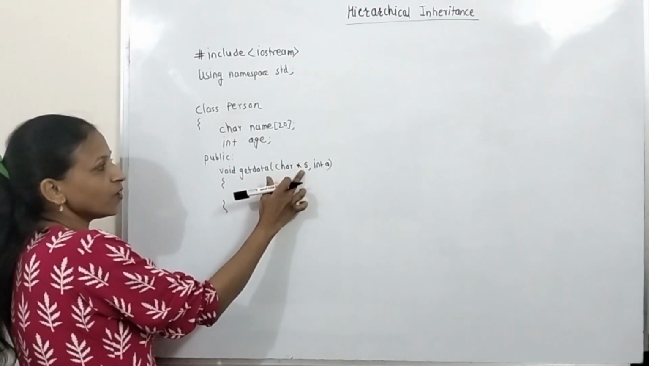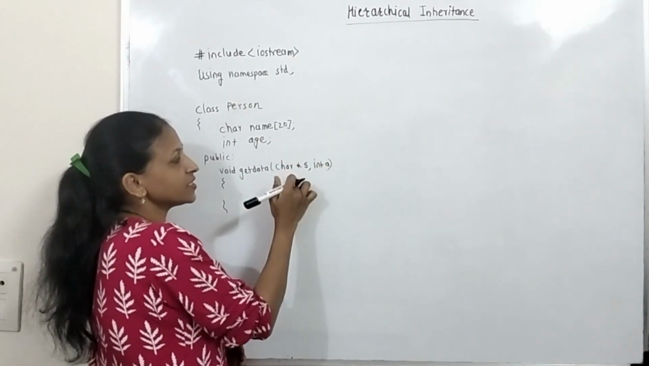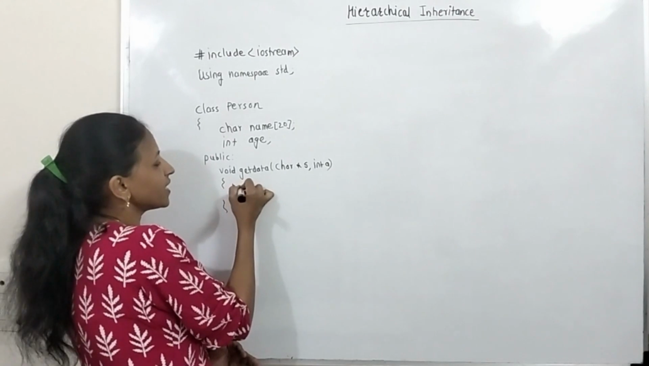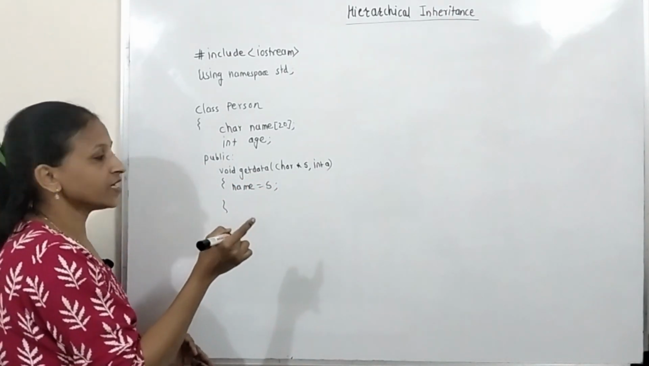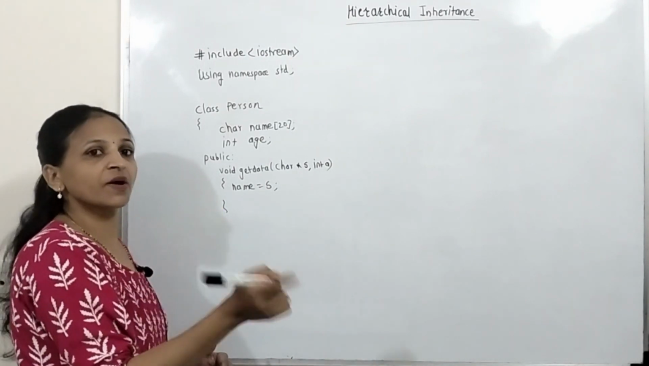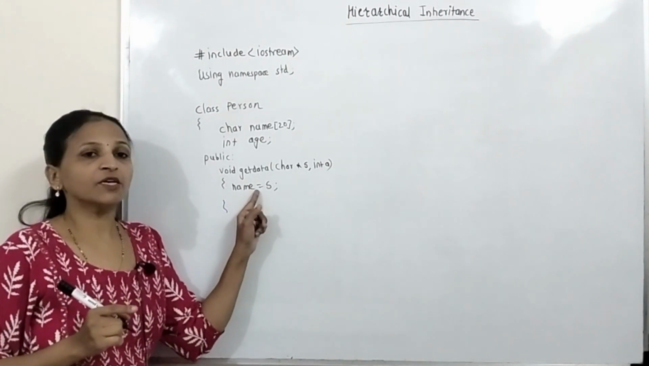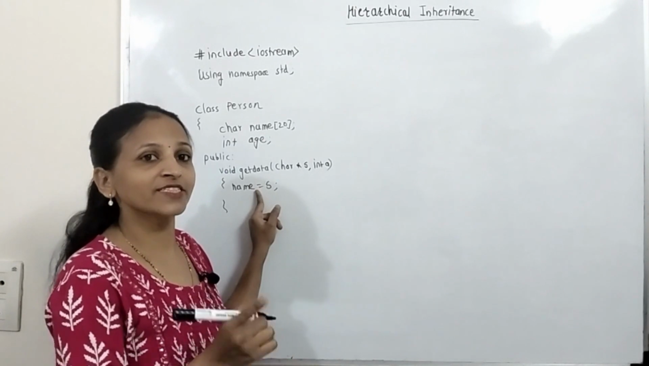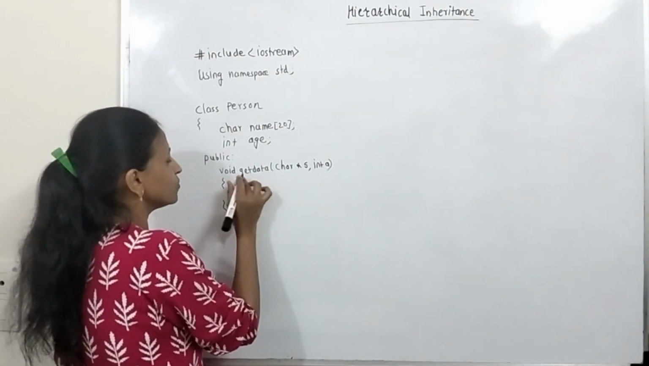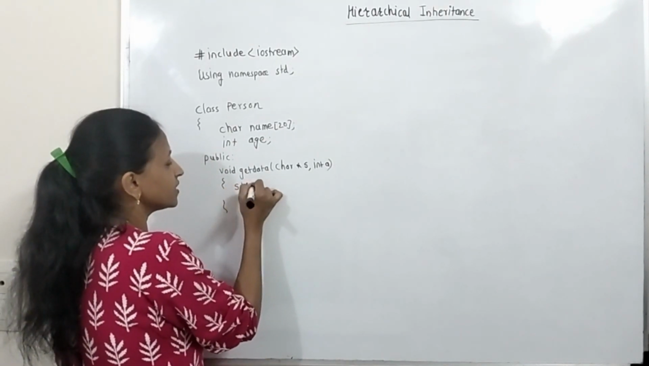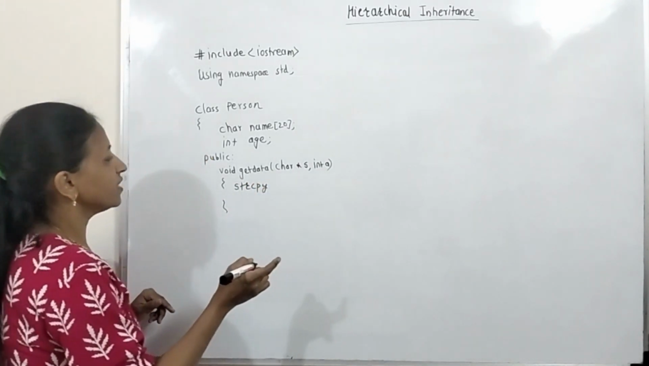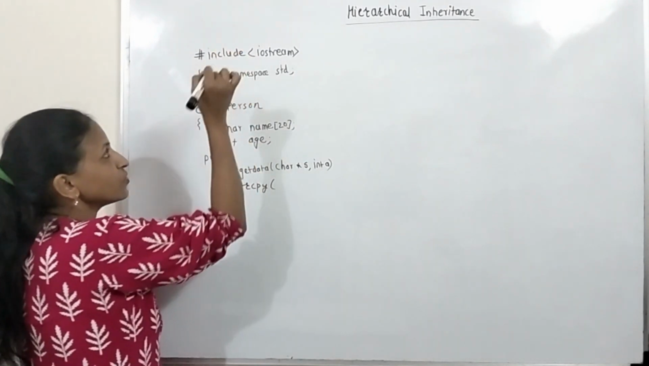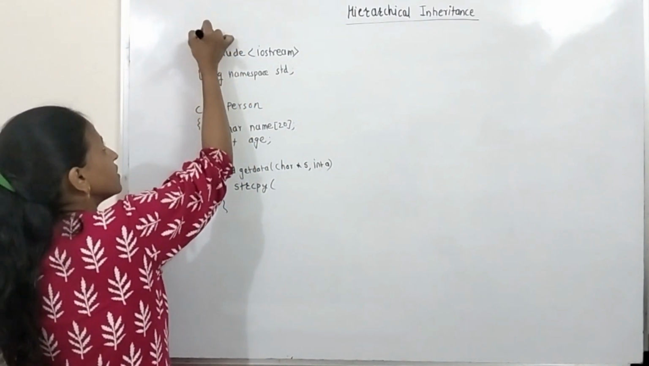Now see, if you are just passing any string, then you cannot directly assign like this, name is equal to s. Okay, you have to write there strcpy name comma s, because the assignment operator you cannot use for strings. For that we have to use strcpy, that is the string copy function, which is present in the string.h header file. Okay, that's why we have to again include that string header file.